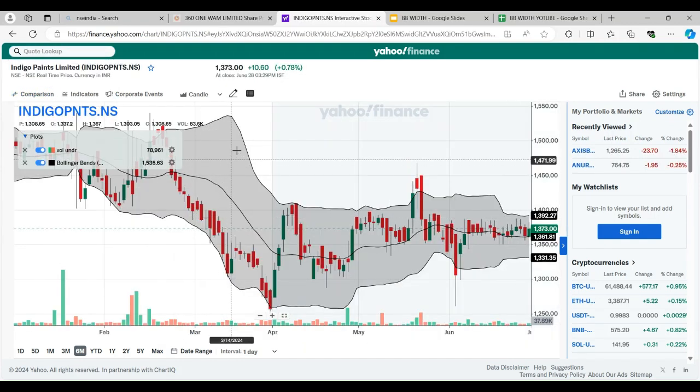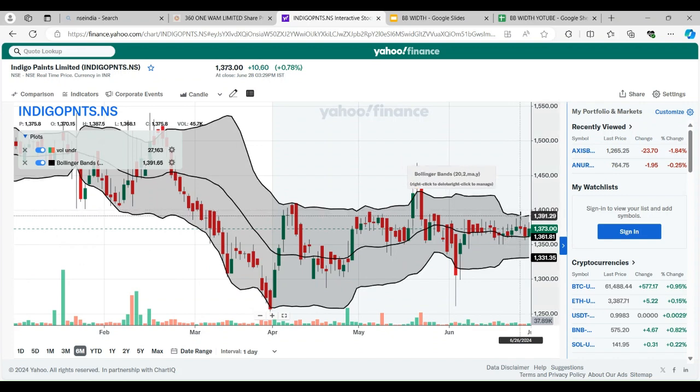Again, here higher volatility, lower volatility. So this one also you can keep in your watch list and see the upper band, or if the stock violates the upper band or lower band, you can take a call, buy or sell call, as per your discretion.